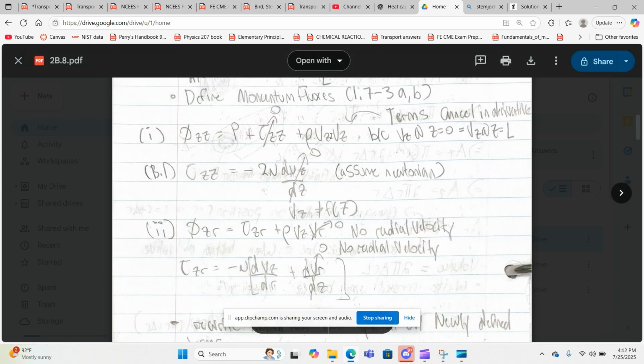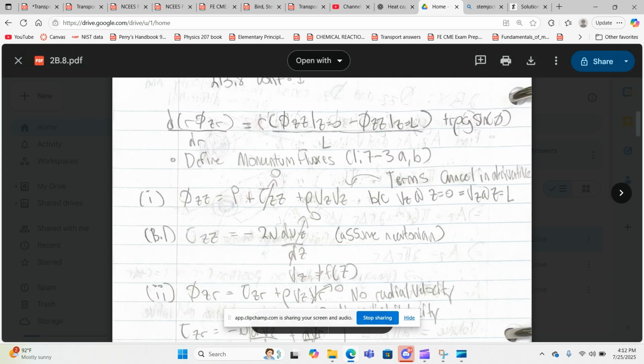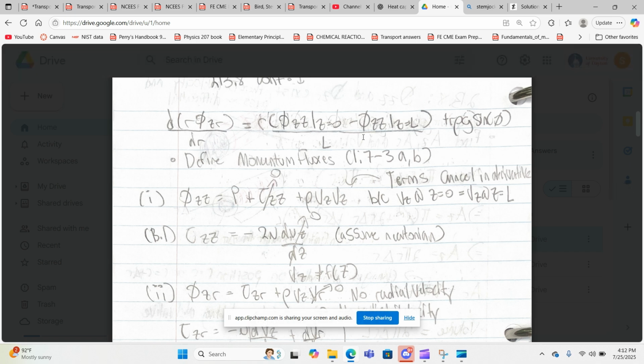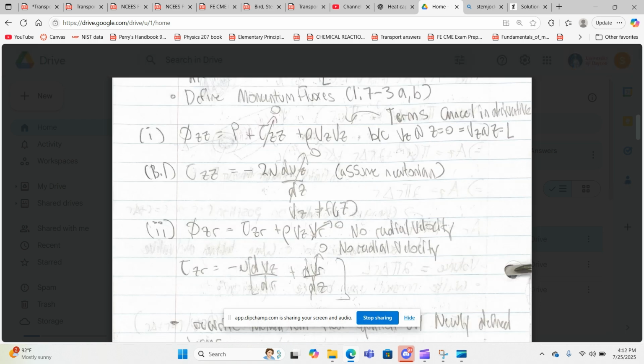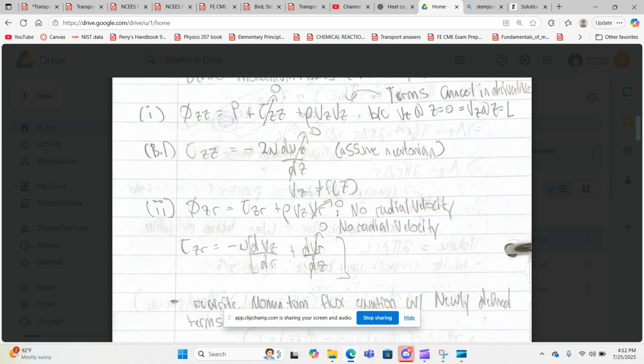And so these terms will cancel out in this momentum balance as well, because again, we could say the velocities are not dependent on Z. So rho VZ at Z equals 0 will be the same as rho VZ at Z equals L. So the terms will just cancel. Now momentum in the ZR direction.